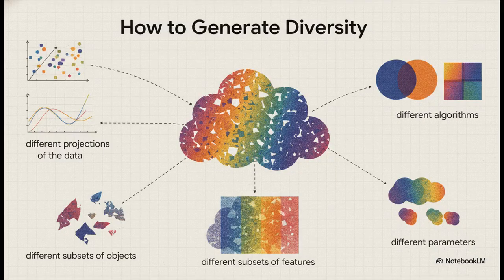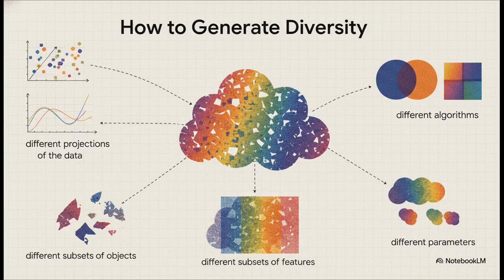And the cool thing is, there are a ton of ways to generate that diversity. You can throw different algorithms at it, k-means, spectral, whatever. You can use the same algorithm, but just play with the parameters. You can sample different subsets of your features or your data points. You can even project the data into totally different spaces.